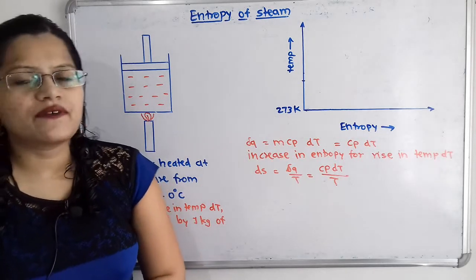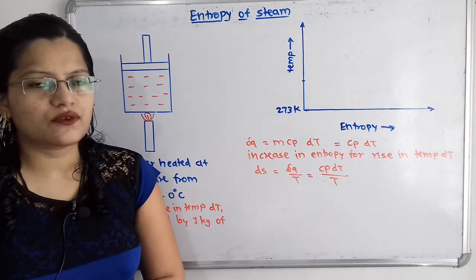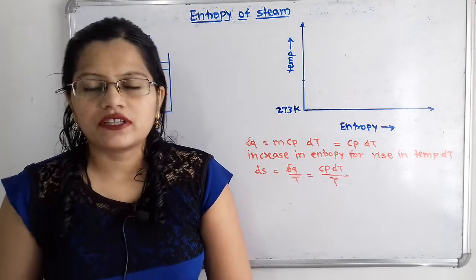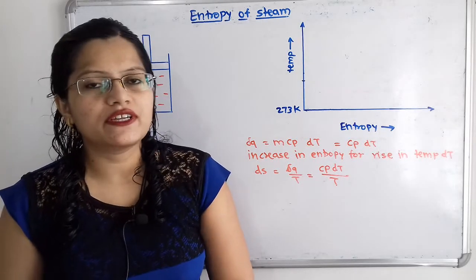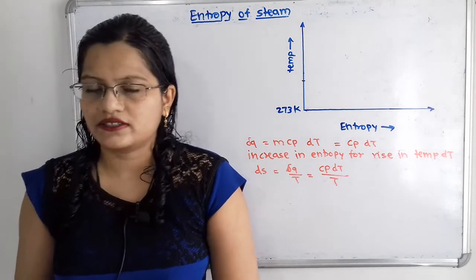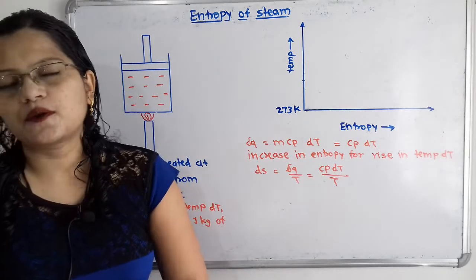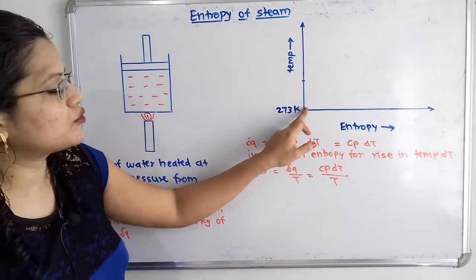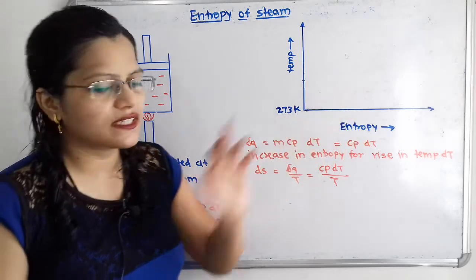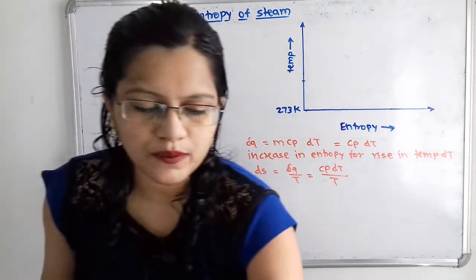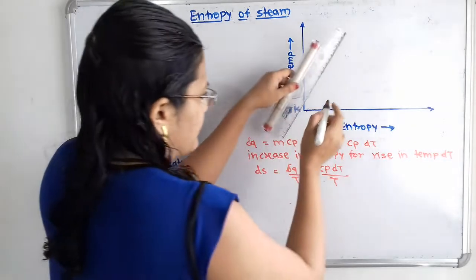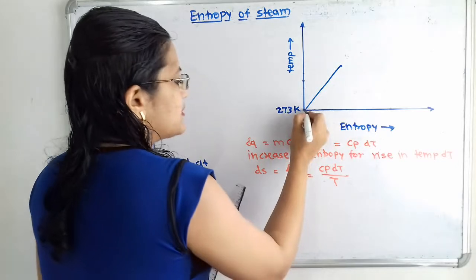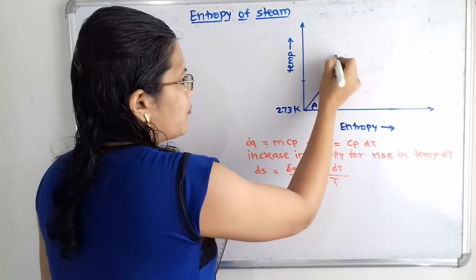Now what will happen when the addition of heat is taking place? So when the heat is getting added, then the temperature of water is getting increased, and due to addition of heat entropy is also getting increased. So we have to show this process on the temperature entropy diagram. So here is the temperature. We have to show increase in temperature as well as increase in entropy. So I will show this process as a process AB. So here will be starting point, that is A, and here will be point B.